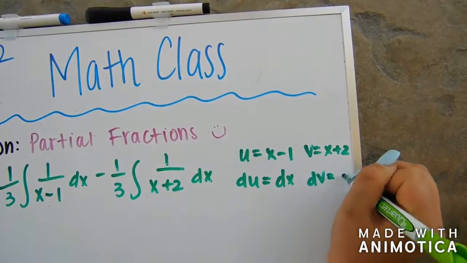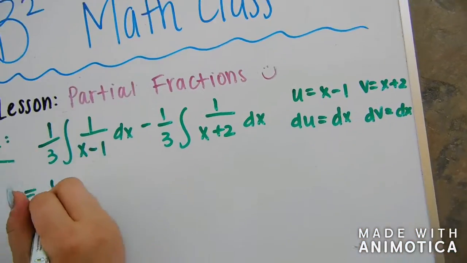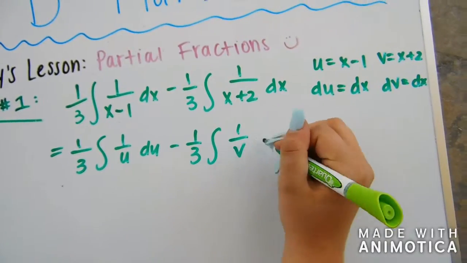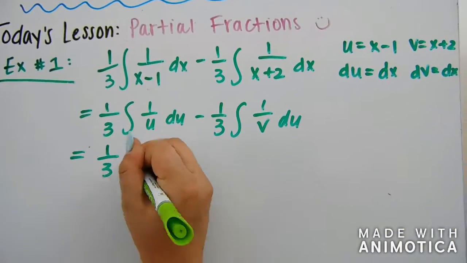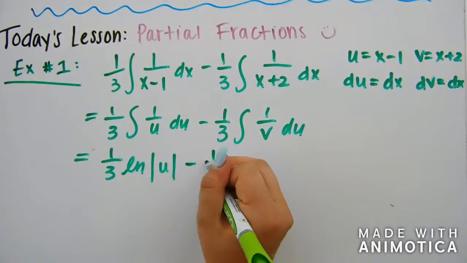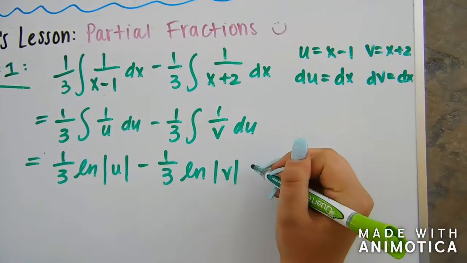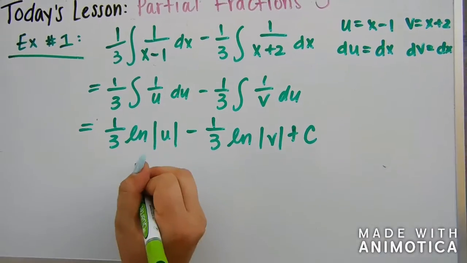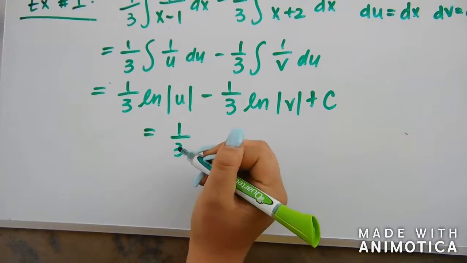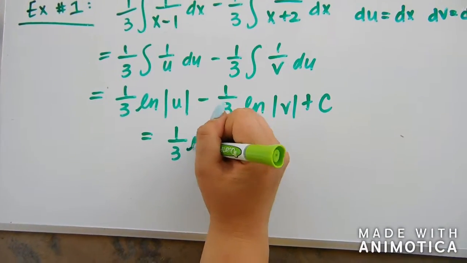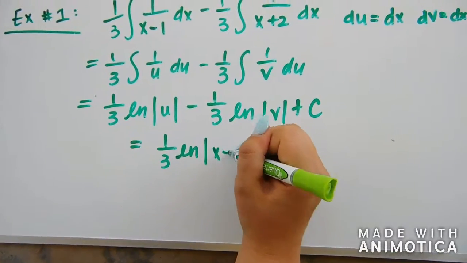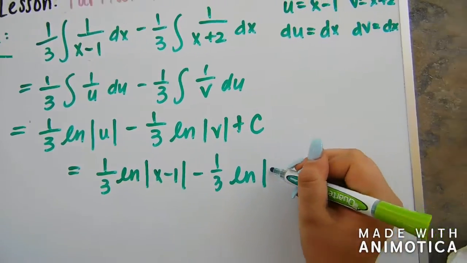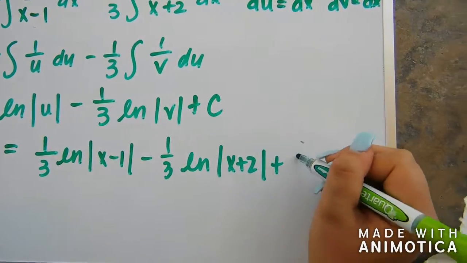And then we're going to go ahead and do a little bit of u sub. So we'll use x minus 1 for u and x plus 2 for v, and then we go ahead and solve for that. And then we go ahead and rewrite it, and it's 1/3 times the integral of 1 over u du minus 1/3 integral of 1 over v dv. So then you end up with your integrated equation, and then when you go ahead and plug in the u and the v, you get 1/3 ln absolute value of x minus 1 minus 1/3 ln absolute value x plus 2 plus C.